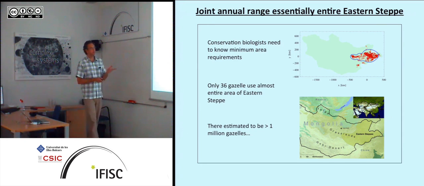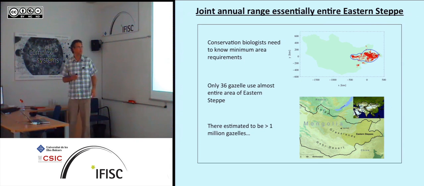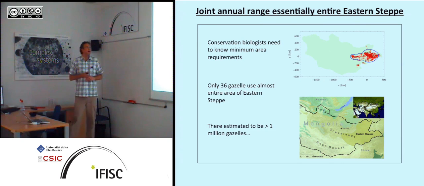So developers who are currently extracting all kinds of minerals from the eastern steppe, there's gold, there's oil, there's copper, there's all kinds of stuff, want to know how much cutting up of that habitat can we do. They're building railroads, fences on both sides, they're putting in roads. All these things act as barriers to gazelle movement. And the answer is probably not much.